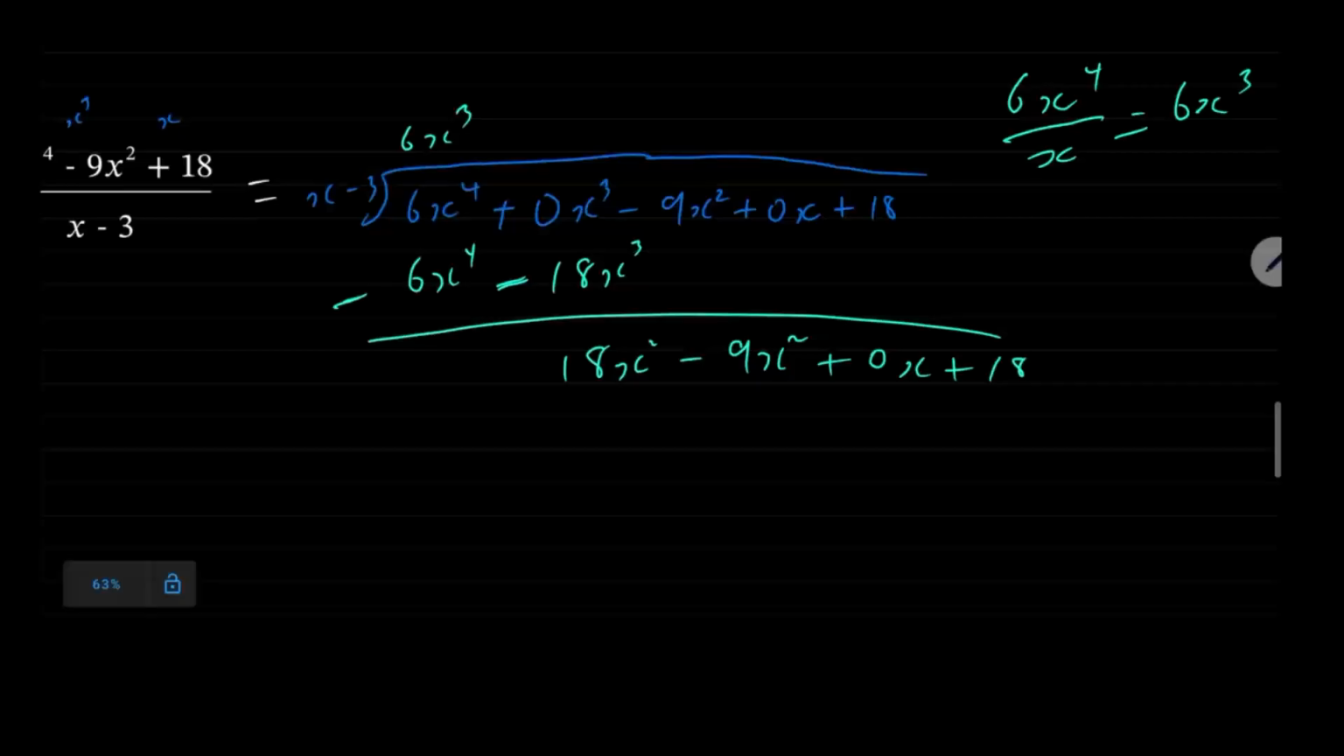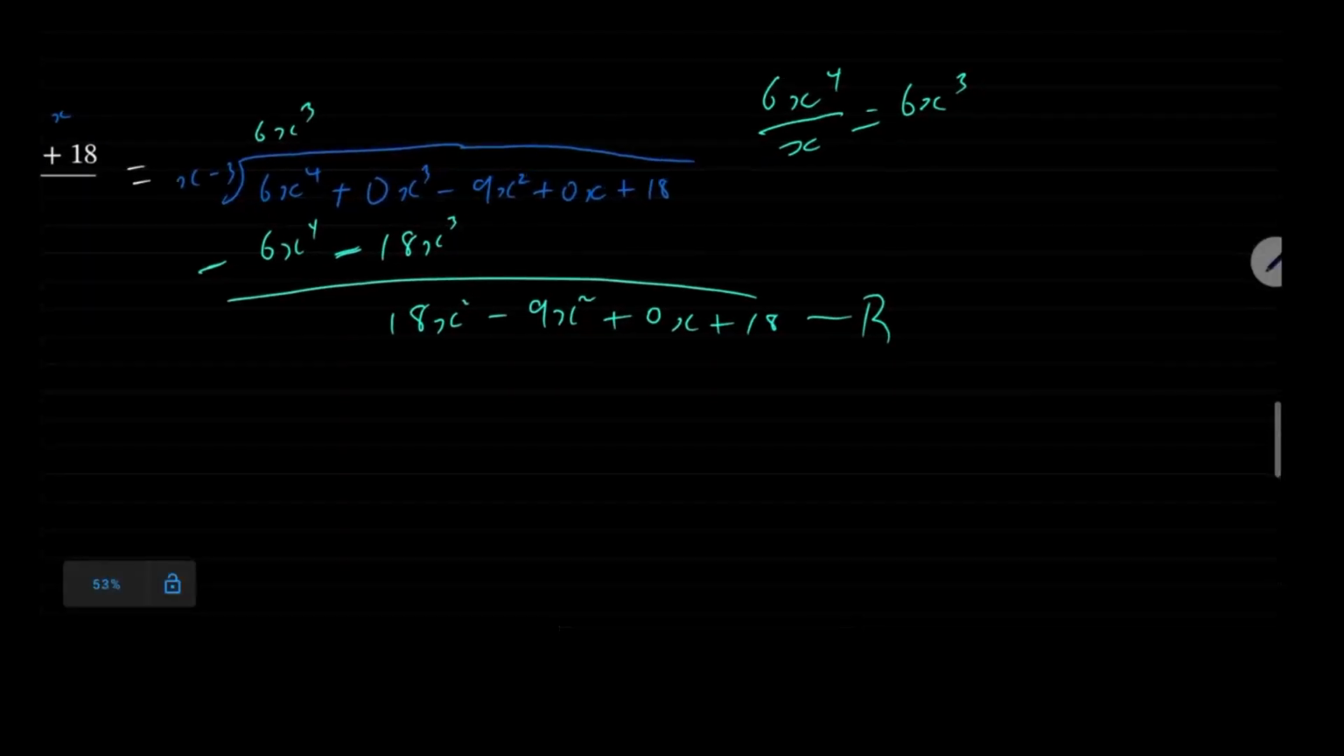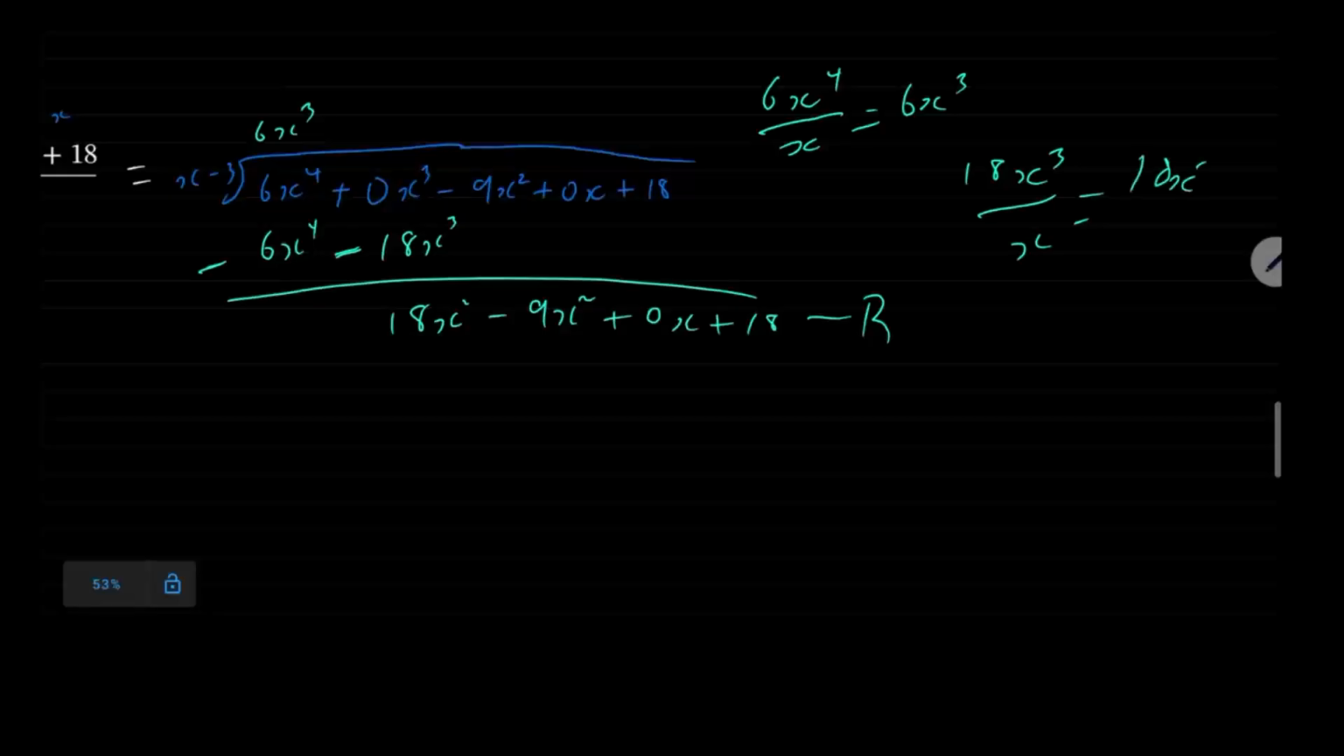Now as we do always, this is our remainder. What do we do with our remainder? We use the first term to divide by the divisor, which is x. So 18x cubed divided by x is going to give us 18x squared. We write plus 18x squared. Remember, this 18x squared is also going to multiply with the divisor to get us another remainder.